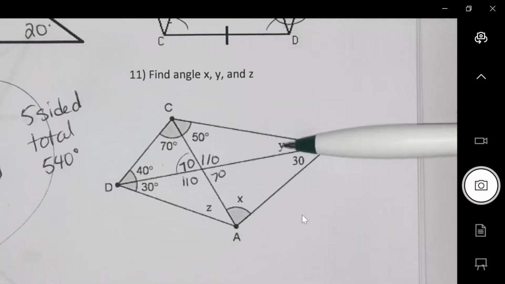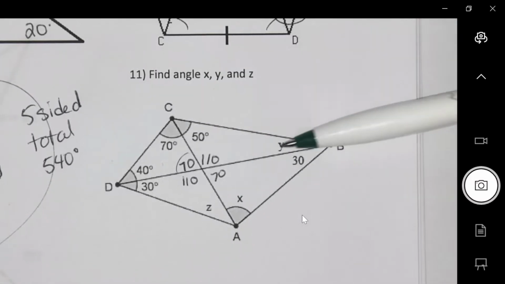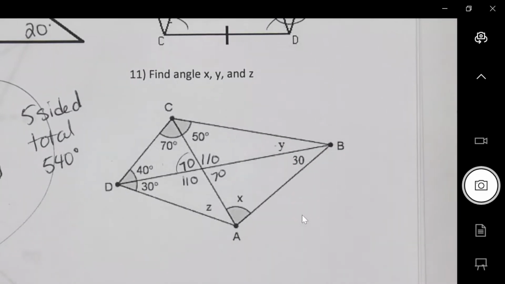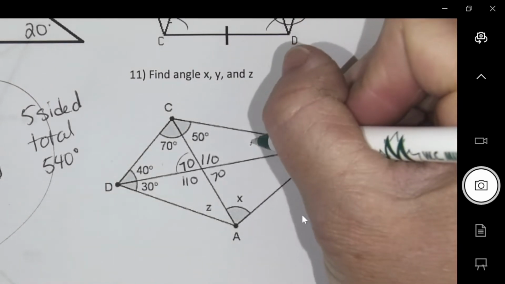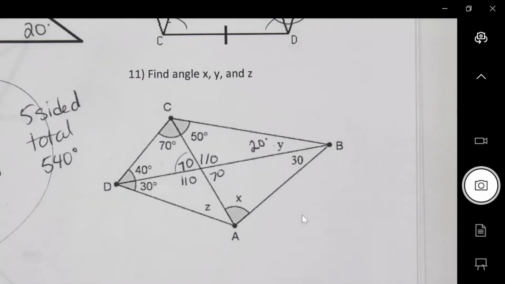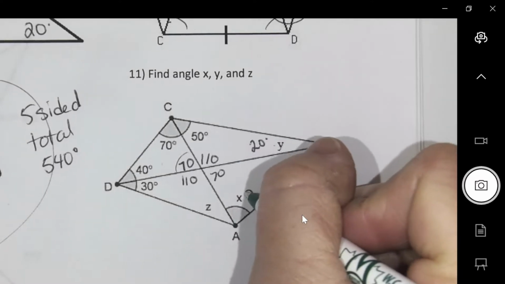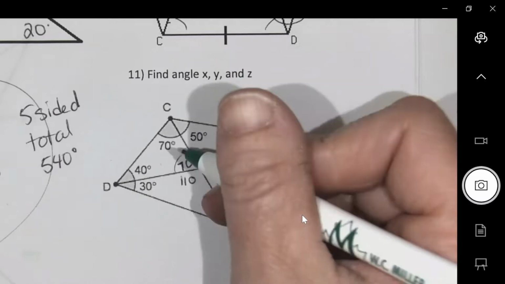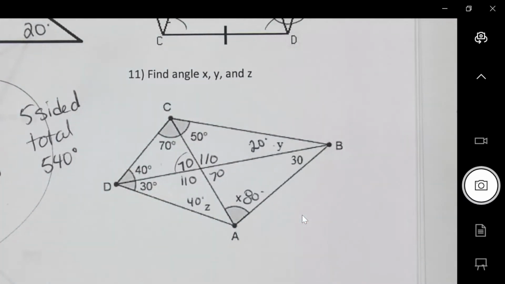Okay, so we can get all the rest of the angles now by just doing the small corner triangles. So 50, 110, and what? What's left? 50, 110, and 20. Okay, 70. We have a 70. We have a 30. It's 100. So then this has to be 80. 110 and 30. That's 140. So this has to be 40.